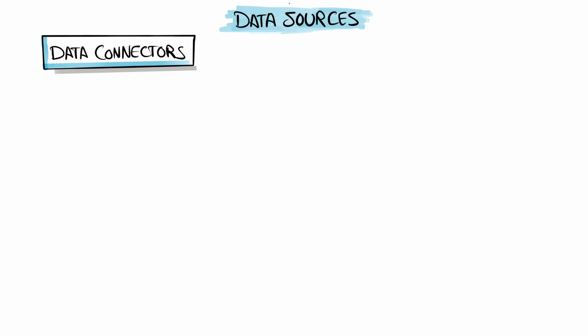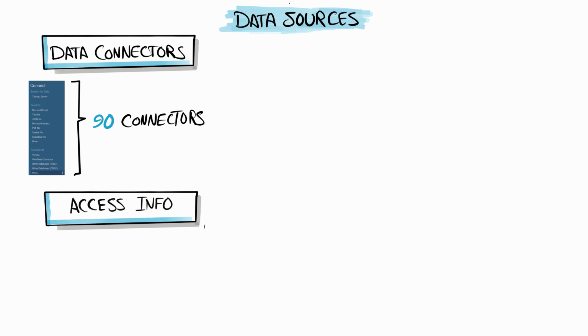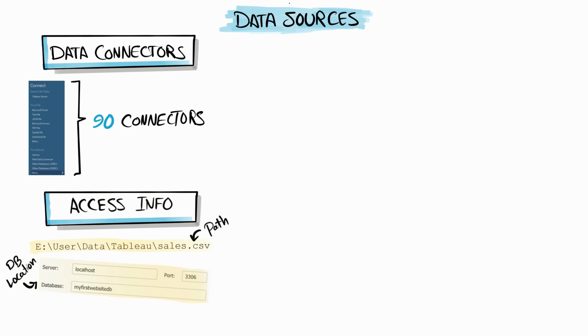Tableau offers around 90 different data connectors, so we can connect Tableau almost to anything. Once you build the connection between Tableau and your source of data, the access information is gonna be stored inside the data source. For example, the path of the file, location of servers, username, passwords, or access tokens, and so on. So all this information is going to be stored inside the data source.